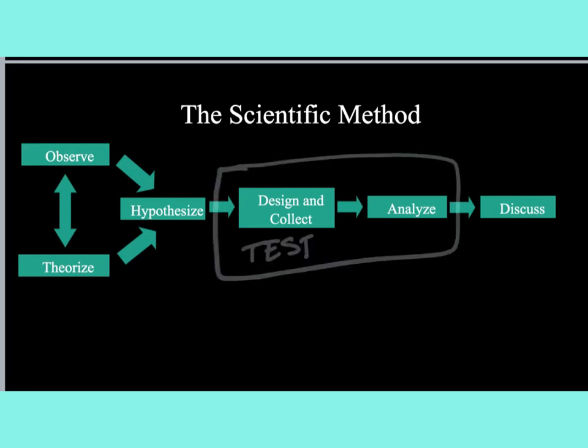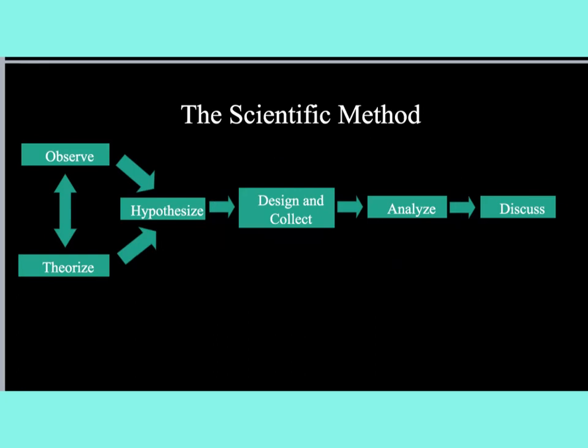Let's view our flowchart step by step. The first step is to observe and theorize. Notice these are bidirectional. That means as we observe behaviors and experiences, we theorize about what might be happening. We notice patterns and we think about how they might relate. What we notice and hypothesize will be informed by our existing formal theories and our informal beliefs.